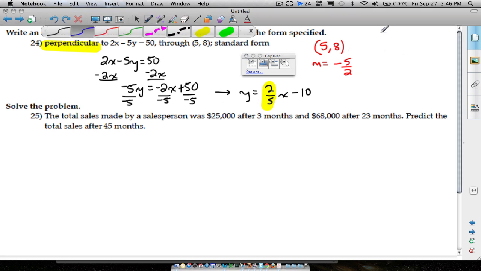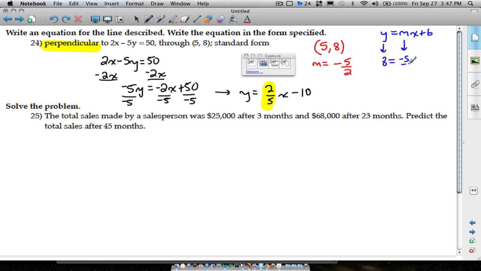We have enough information to do our y equals mx plus b stuff. Let's plug in everything. The y value is 8. Our m that we want to use, remember, the perpendicular slope, so negative 5/2. Our x value is 5. And then we have plus b. We want to solve for b. All right, we got a fraction here. So we have 8 equals, multiplying this, negative 5 times 5 is negative 25 over 2 plus b.